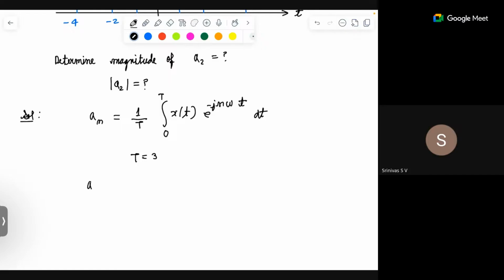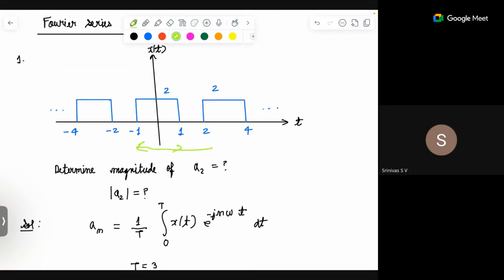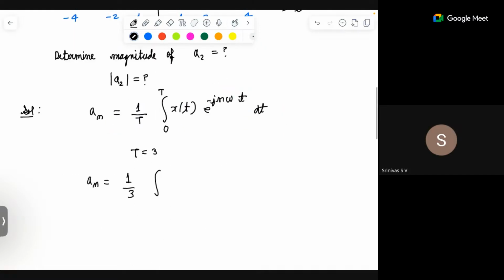Alright. Now we have the time period which is 3. Let us go back to our formula. An is 1 upon 3. For integration, I choose this interval. So minus 1 to 1, it is 2. 1 to 2, here it is 0. So we will just substitute that in our integral. Minus 1 to 1, x of t is 2. 1 to 2, it is 0, so I am not writing that integral. Now the leftover thing is e raised to minus j n omega t dt.